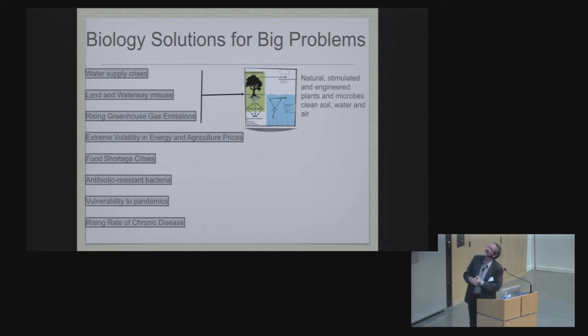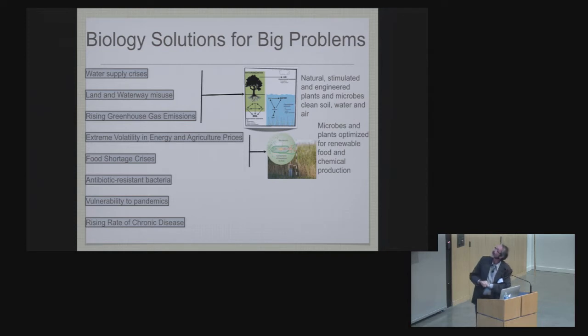Now, people have been doing this for many, many years, and I'm just going to point out that if you just look at the impact of engineering biological systems on the world, there's been a lot of them. There have been both natural and stimulated and engineered plants and microbes for cleaning soil, water, and air. There have been microbes and plants optimized for renewable food and chemical production. Actually, food's becoming, you think the Green Revolution was big. The next generation of new food is going to be spectacular, and we can talk about that offline, and for those of you who are nervous about that, I wouldn't be.